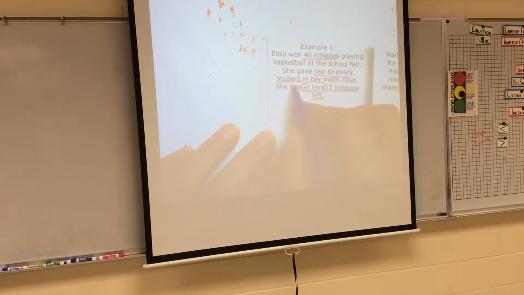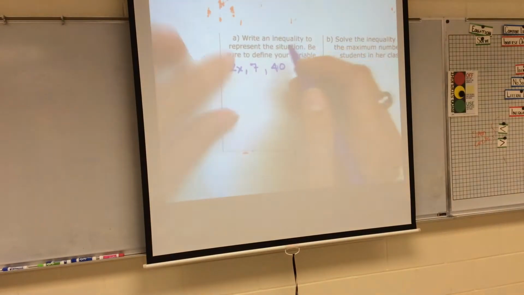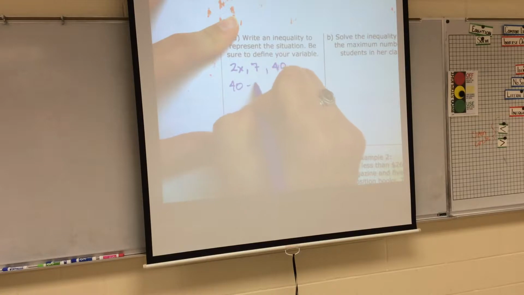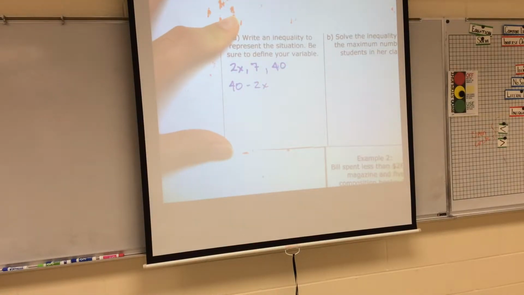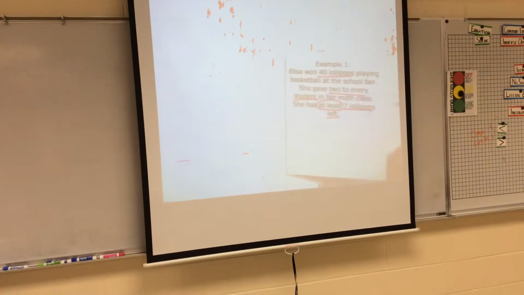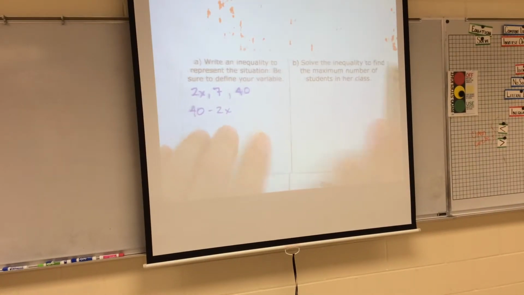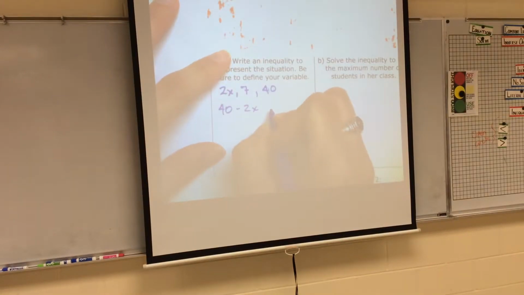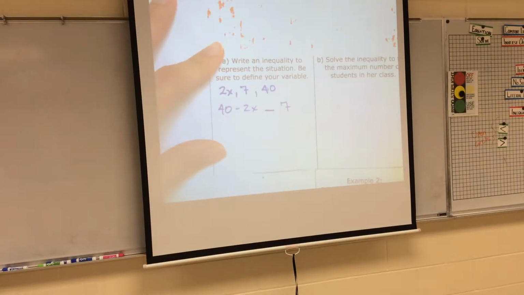Okay, so how am I going to put those together to write a math sentence that matches Elsa's situation? Well, she's giving 2 away, right? So is she adding or subtracting her lollipops? Subtracting. And what is she subtracting from? From the 40. So I can say 40 minus 2x. And then it says she has at least 7 left. Equal 7? Well, it's going to be or equal to, right? Because she could have 7 left.